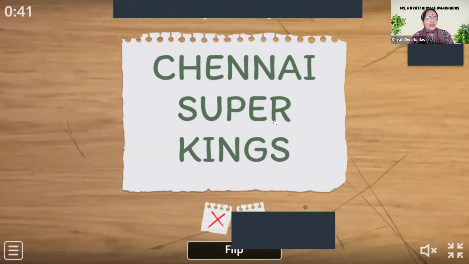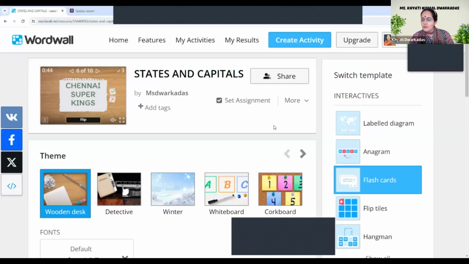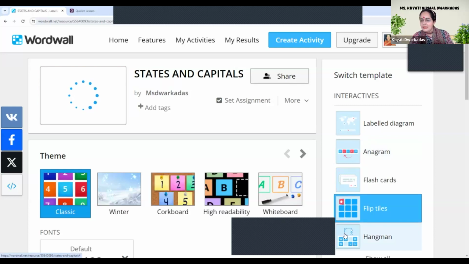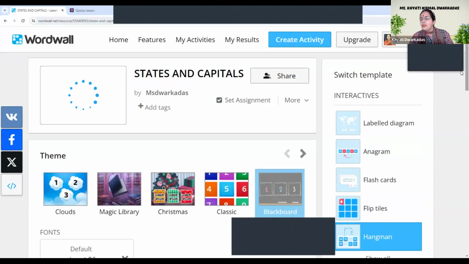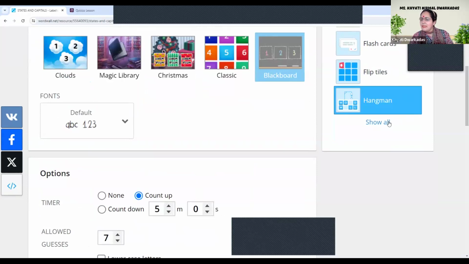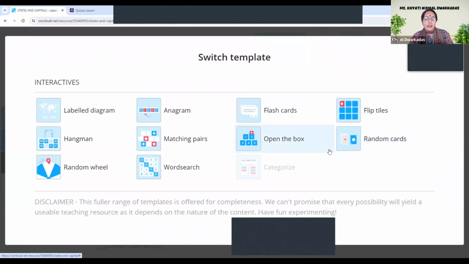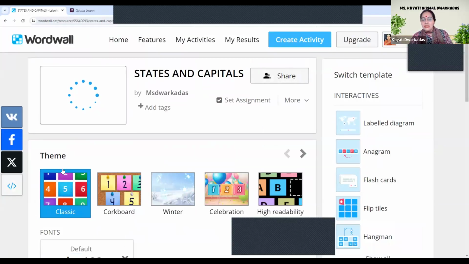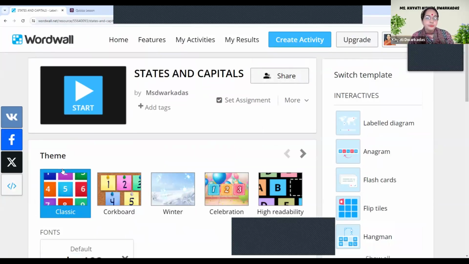Right? So there are many other ways in which you can use. There are flip tiles, there is a hangman. The other options, there are many options. Another very interesting option available is the random wheel. It's one of my favorites too. So you can play a random wheel.